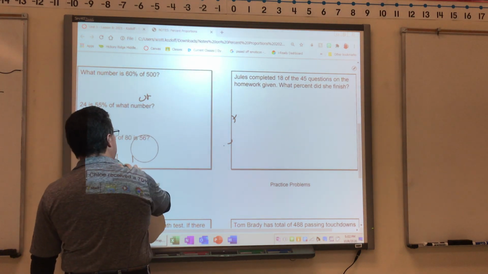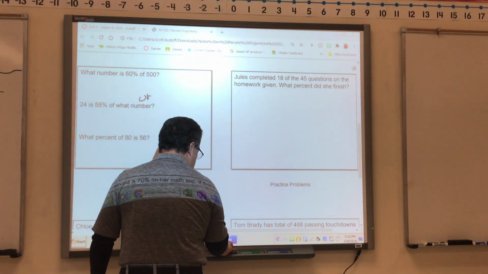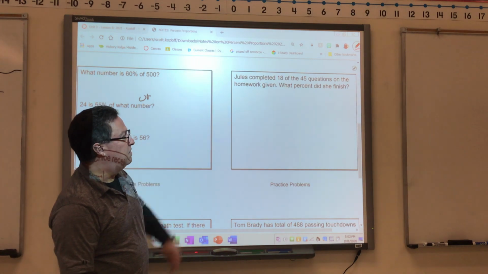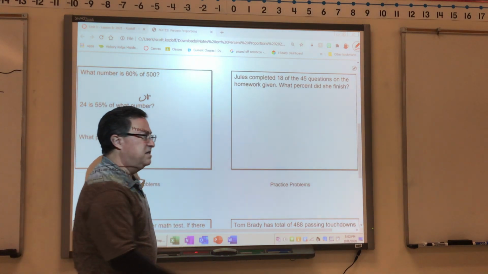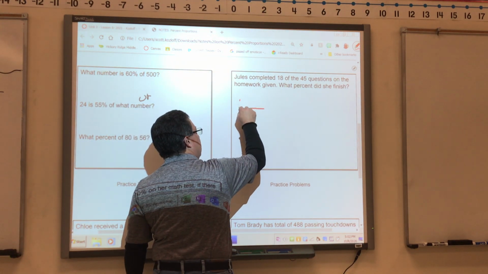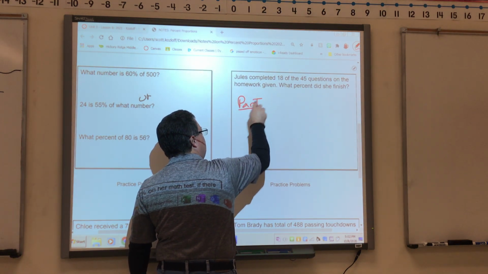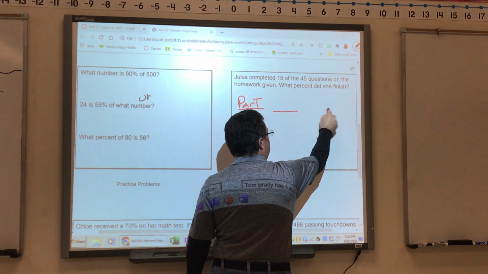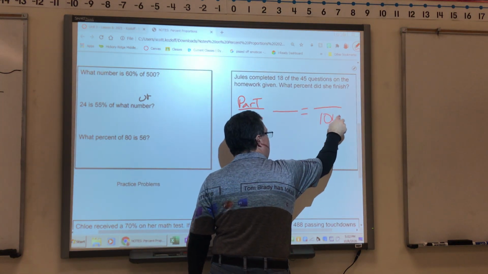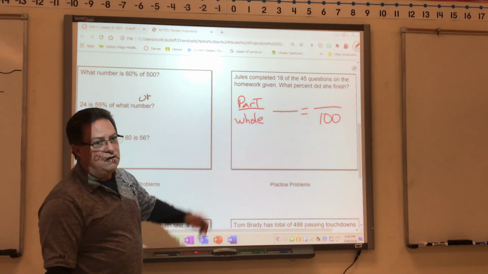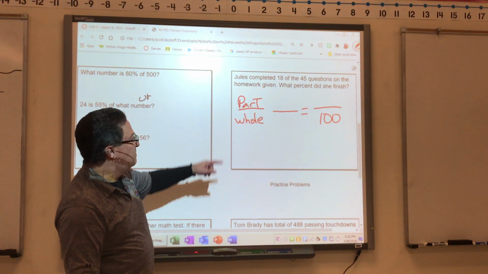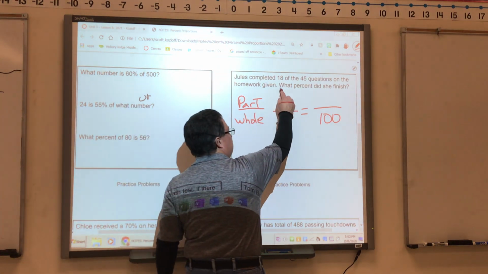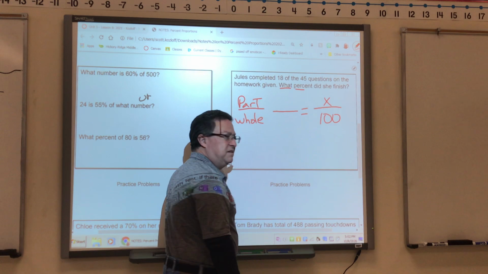Let's go and try an actual word problem, okay? An actual word problem would be Jules completing 18 of the 45 questions on a given homework. What percentage did she finish? Once again, I'm going to write part and whole, because this is an actual word problem. I'm not using is and of anymore, but I am going to put that 100 where it belongs, because that 100 goes there every single time. I'm looking for a percentage. I don't see one. The question says, what percent? So that tells me where my x is going to go.